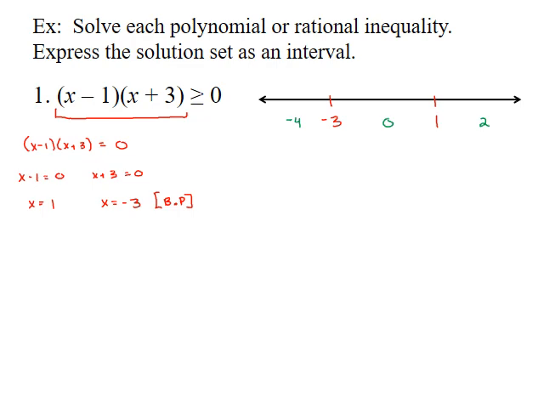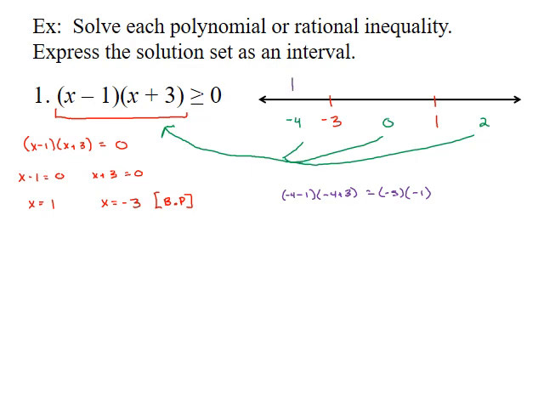Step number 3 asks us to plug all three of these test values into the original expression of the polynomial. You can either do this in your calculator or you can do it on paper, it doesn't matter. If you plug negative 4 in, you get negative 4 minus 1 times negative 4 plus 3, which is negative 5 times negative 1. Now, I don't care what the number is, even though it's not too hard to find. All you care about is, is it positive or negative? So in this case, that gives you a positive number.